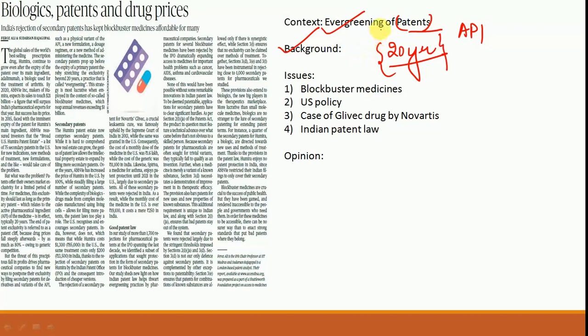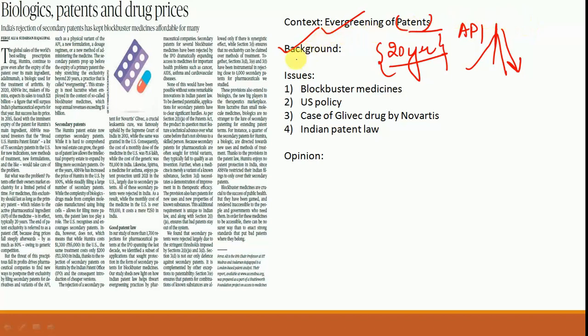Now what happens is, after 20 years, there is something called the patent cliff, because it is believed that after the 20-year period, the price of the drug is going to suddenly drop because of its generic variants, and this is going to make the drug more competitive, and it is going to make the drug much more available to the poor. So that is something that is important.